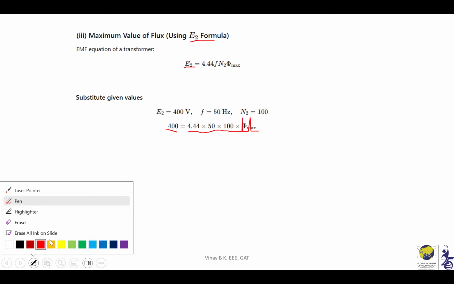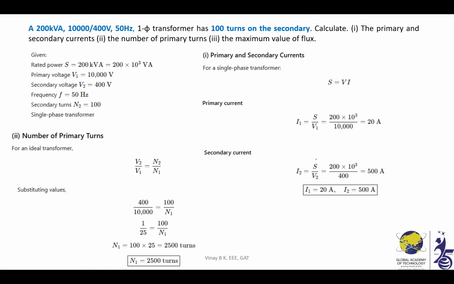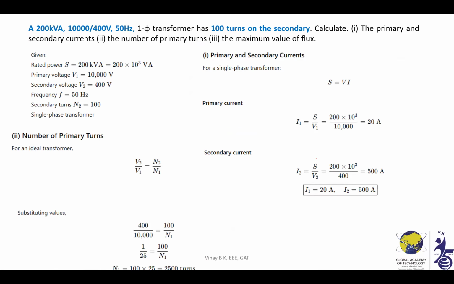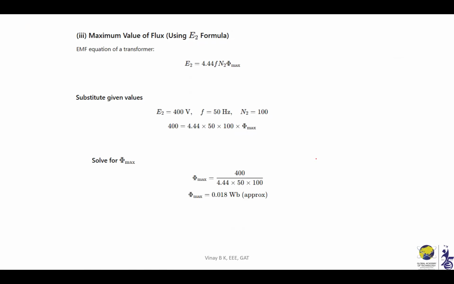So which means that we know the value of all the things. We can easily get the value of phi max, which is given by 400 divided by the entire terms in the denominator. Therefore, phi m is 0.018 Weber. So this is for this problem. So you can see, first calculate primary current, secondary current, then with the help of this you can calculate N1, then with the help of E2 or E1 you can get the same value of phi maximum, that is 0.018 Weber.